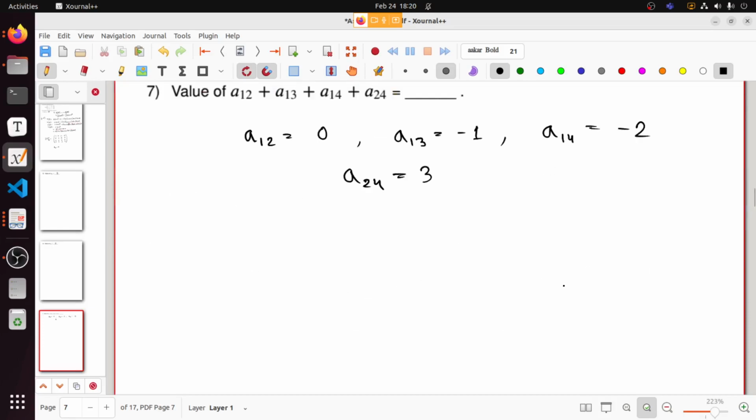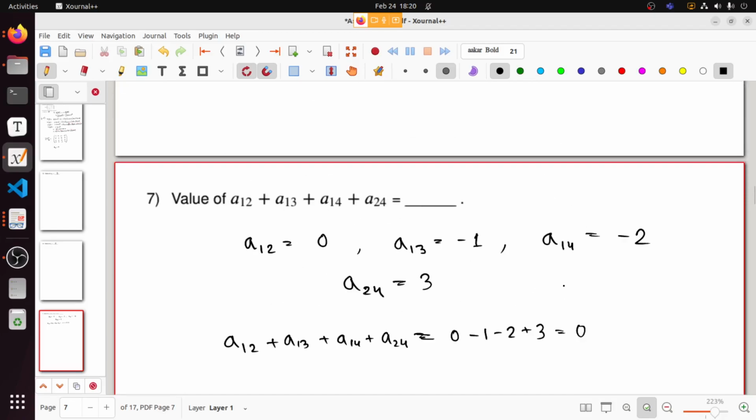So sum all this, what will be? A12 plus A13 plus A14 plus A24. So 0, -1, -2 plus 3. So it is 0. So we get the value of this is 0, right? So question number 7 is done. Now move to question number 8.